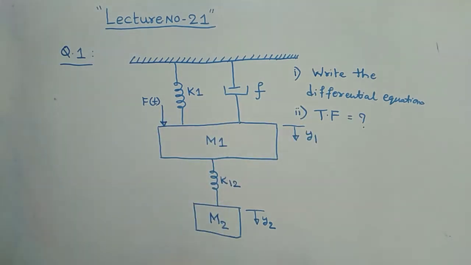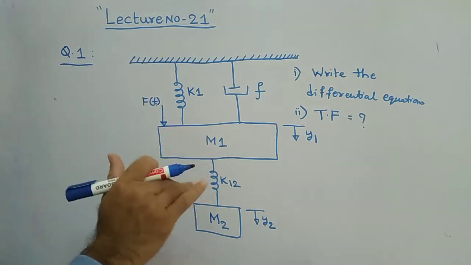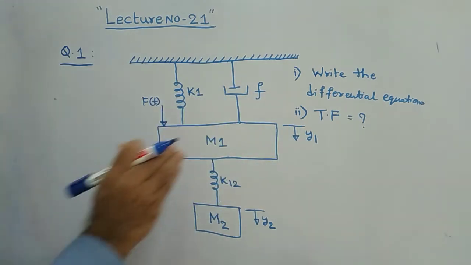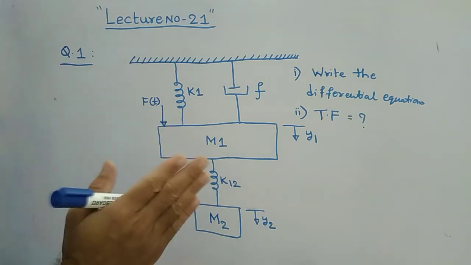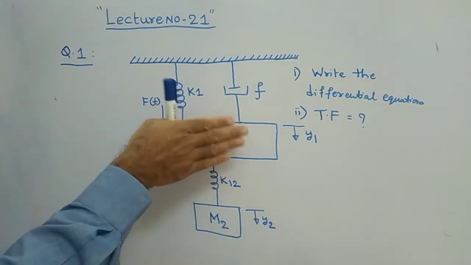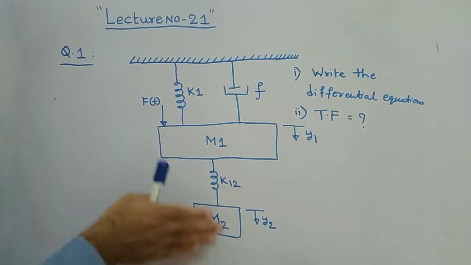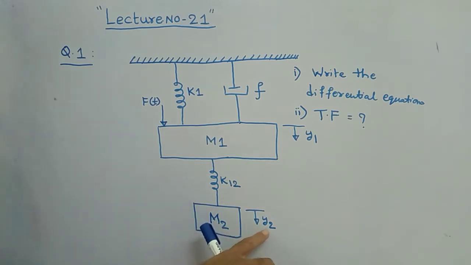Then coming to the transfer function. What is the transfer function, and what parameters are to be considered in order to find it for the given mechanical system? As I already explained in our previous lectures, always in the mechanical system, remember that the displacement is to be considered as output. This is mass 1, this is mass 2. Obviously you take the second mass element, whose displacement is y2. Therefore, you have to consider y2 as your output.